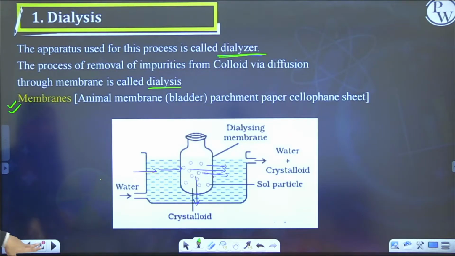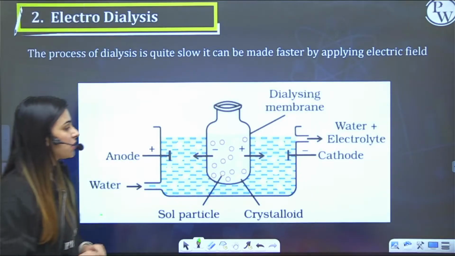I hope you've drawn this diagram. Now let's move forward, my dear students. The next method is electrodialysis.